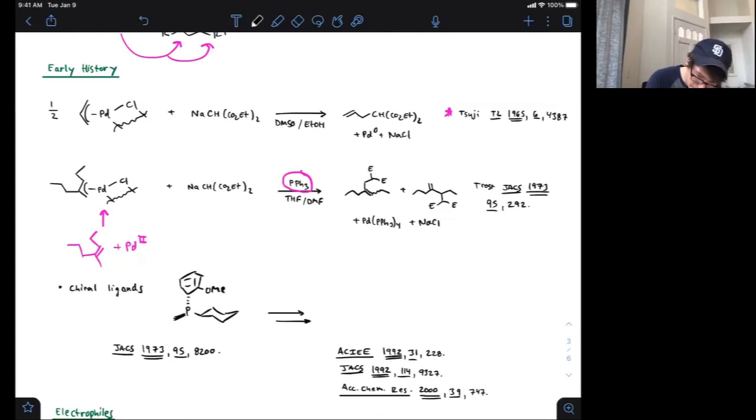Shown here, with one cyclohexyl group, methyl group, and then this ortho-substituted aryl group. And the ultimate culmination of the better part of 20 years of dedicated research was this ligand family, which we call now Trost ligands.